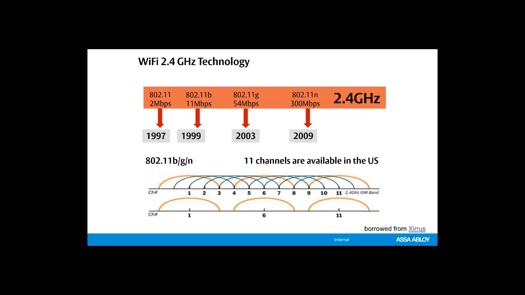2.4 gigahertz offers 3 non-overlapping channels of the 11 channels available. 2.4 gigahertz bandwidth is prone to interference. Many household items, such as Bluetooth devices, cordless phones, and microwaves will affect the quality of a 2.4 gigahertz signal.